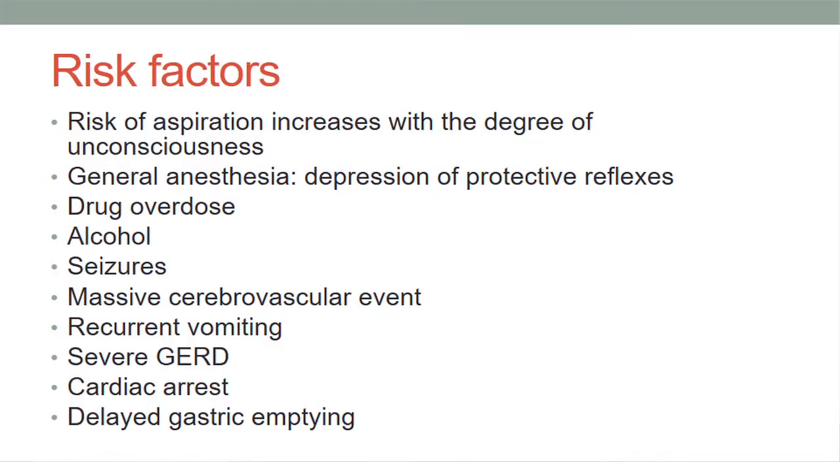And risk factors, as we all know, the risk of aspiration can increase with the degree of unconsciousness. General anesthesia is a really big one. We have the depression of our protective reflexes, gastroesophageal junction, our laryngeal reflexes, upper esophageal sphincter, all of which usually provide our normal physiologic mechanisms in preventing aspiration. And then you have drug overdose, alcohol intoxication, seizures, recurrent vomiting, etc.